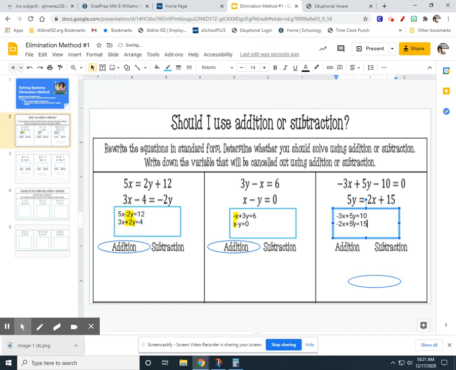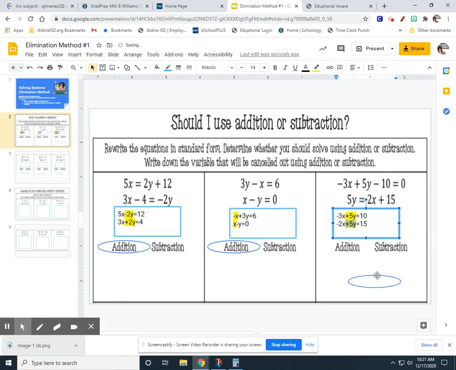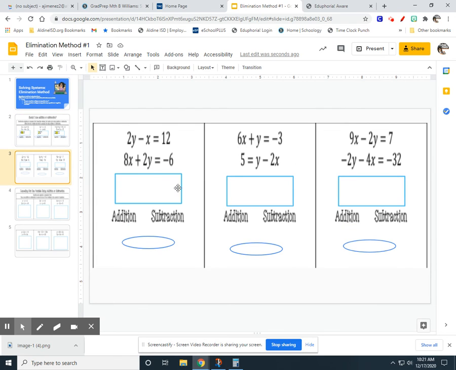When I highlight the ones that have the same coefficient, which would be the 5y and the 5y, I can't add two positive 5y's and get 0. I'm going to have to subtract that. I'm going to have to subtract that bottom equation from the top in order for me to be able to cancel out. All right, so you're going to do these two. What I'm going to help you with is rewriting them, and then you have to tell me if it's going to be addition or subtraction.